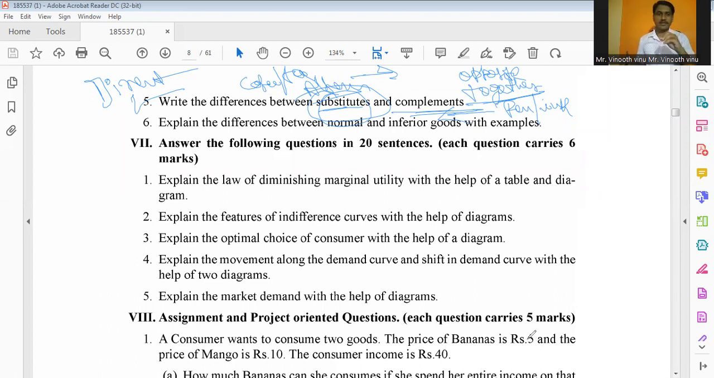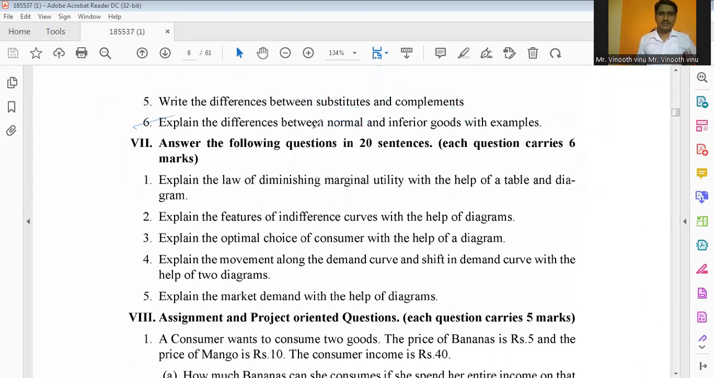Otherwise you write the points, then it is best and easy. Okay, next go for the difference between normal goods and inferior goods.